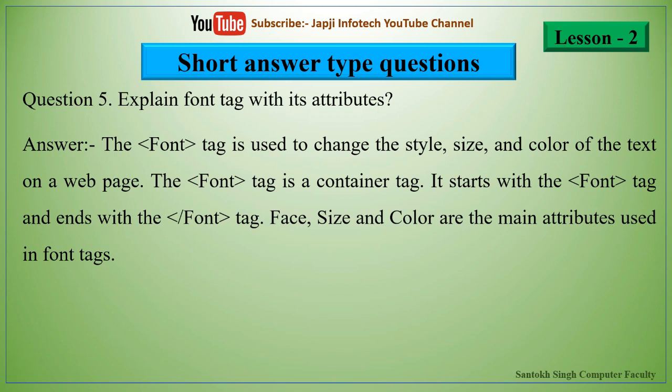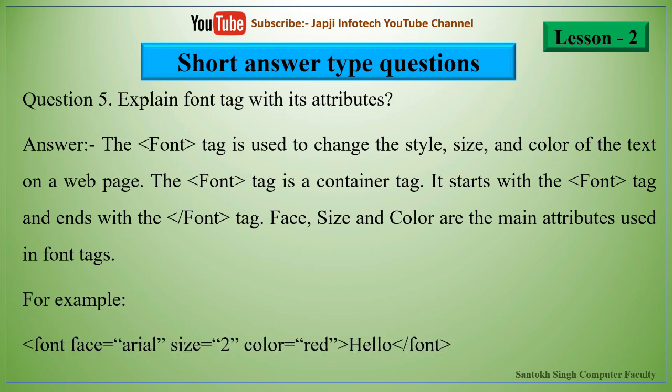The font tag is used to change the style, size, and color of the text on a web page. The font tag is a container tag. It starts with the font tag and ends with the font tag. Face, size, and color are the main attributes used in font tag. For example, left angle bracket font space then face equal to, in double quotes write the font face, that is Arial, space size equal to 2, color equal to red, then right angle bracket close, then write the text which you want to change the font face, then close the font tag.